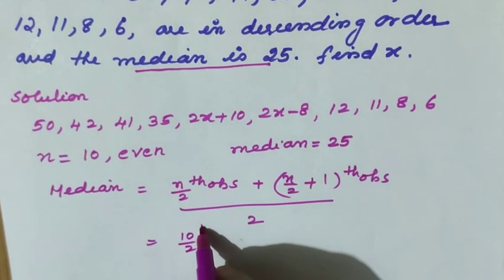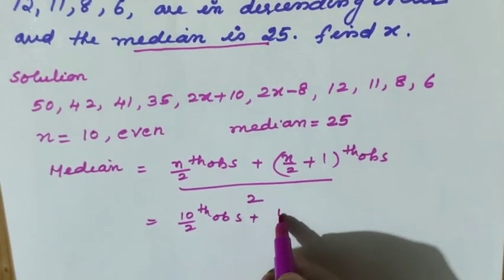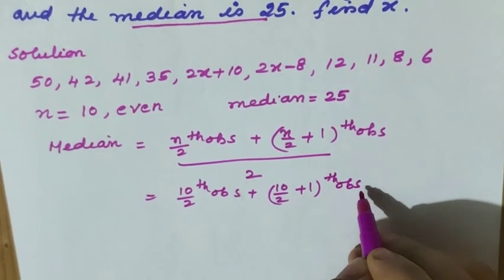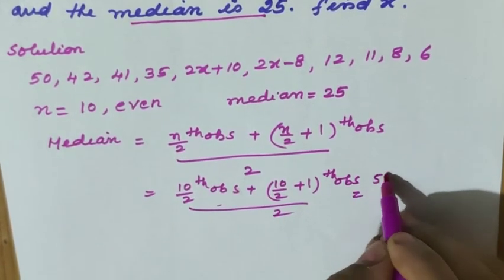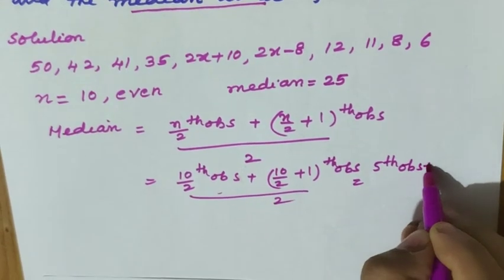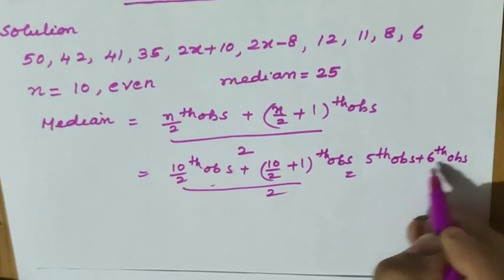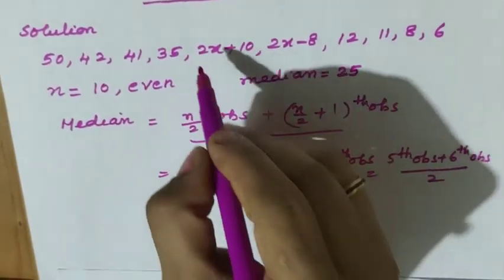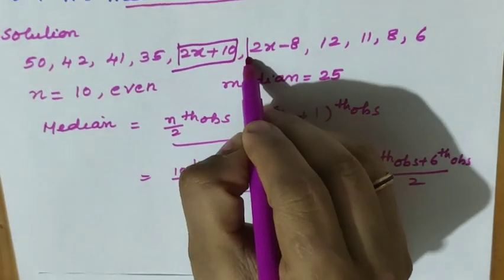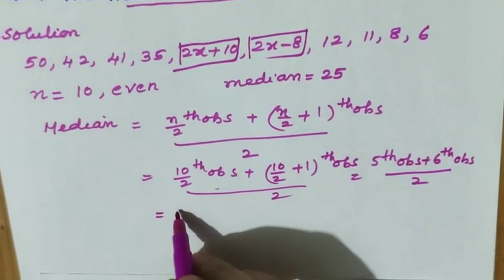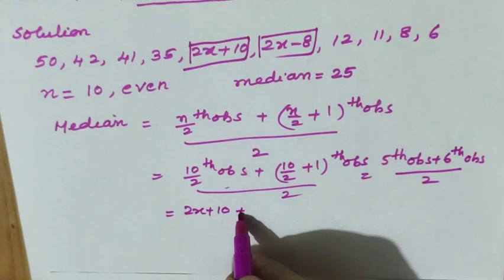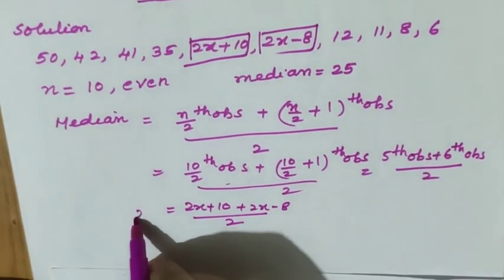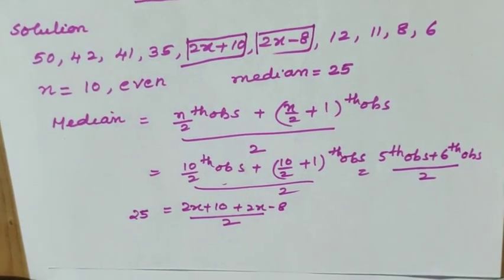So 10 by 2th observation plus 10 by 2 plus 1th observation divided by 2. Again 5th observation plus 6th observation by 2. What is 5th observation? 1, 2, 3, 4, 5. What is 6th? 2x minus 8. So we are substituting here 2x plus 10 plus 2x minus 8 divided by 2. What is median? So left side also we have to substitute. It is equal to 25.